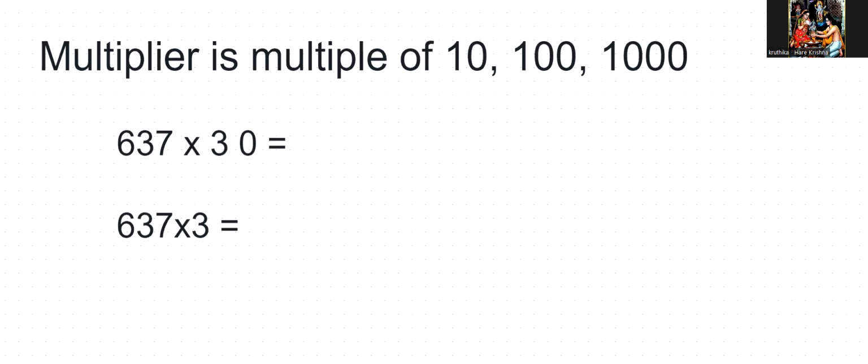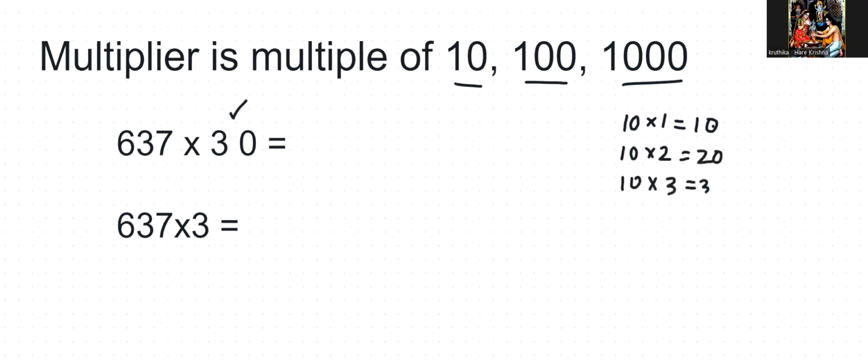Okay. The next thing that we are going to look at is when the multiplier is a multiple of 10, 100 or 1,000. So 10 oda multiple தான் 30. நமக்கு தெரியும் 10 tablesல 10 1 is 10. Now இதெல்லாம் multiples of 10. 10 2s are 20 அப்படின்னா 10 20 na multiple. Okay. 10 3s are 30. இது 30ங்கிறது multiple of 10.